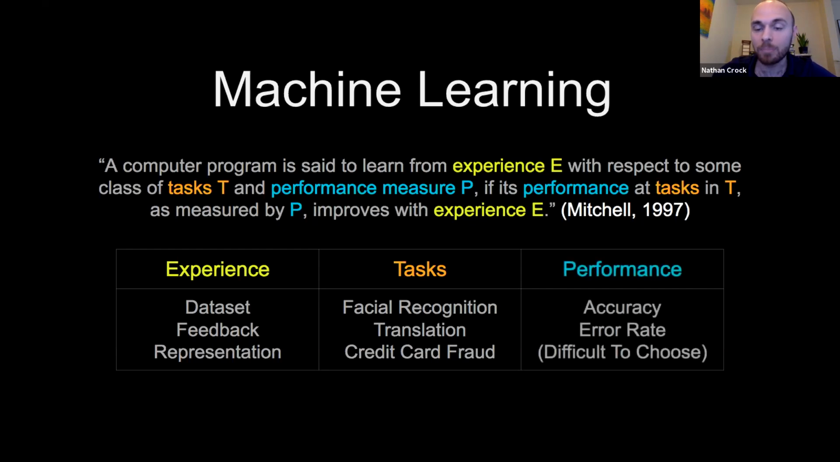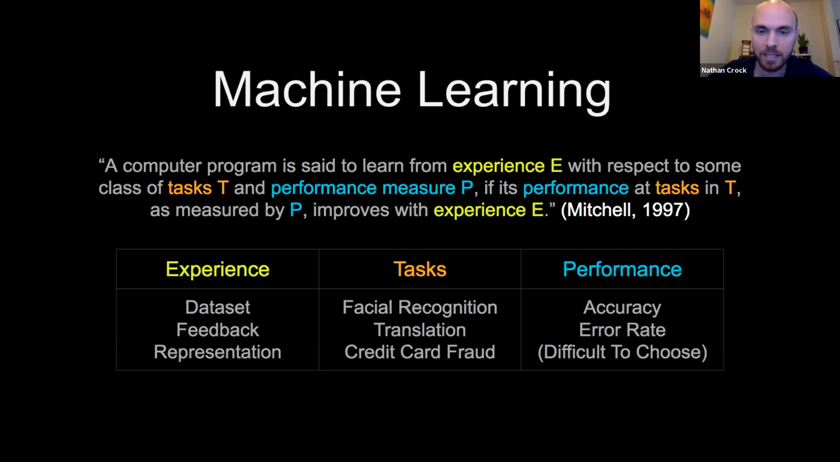And then we have the performance measure. This is something such as accuracy or error rate, and this can often be pretty difficult to choose. So these three components give us the foundation for understanding any machine learning algorithm, okay? You have some task, and the goal is that your ability to perform at that task gets better, as measured by your performance, as you experience more things and you get more data and you get more feedback, all right?